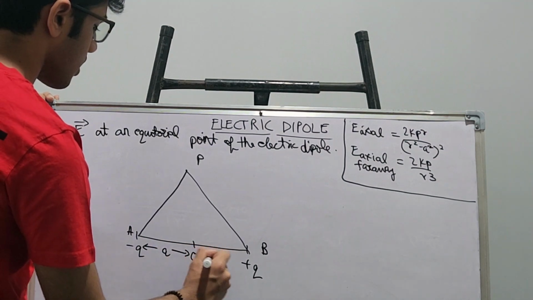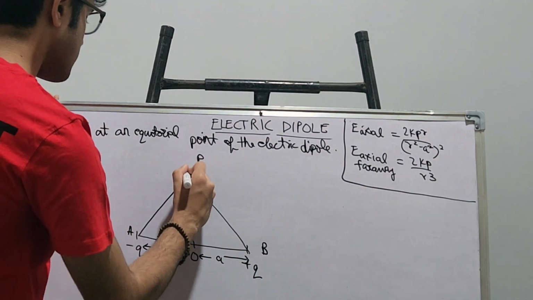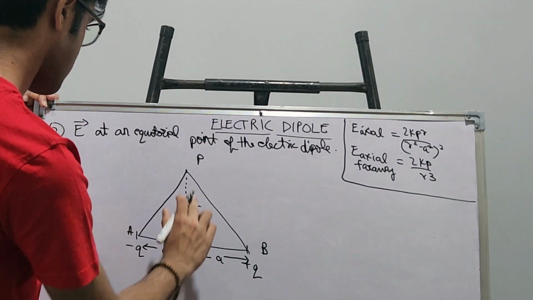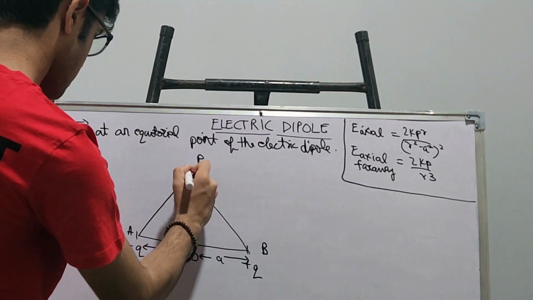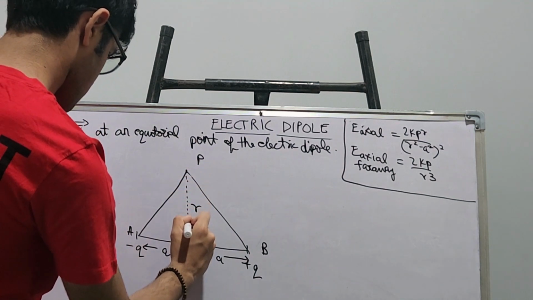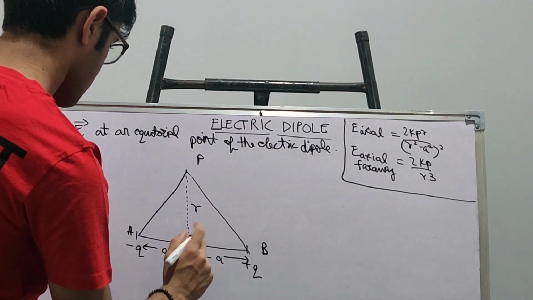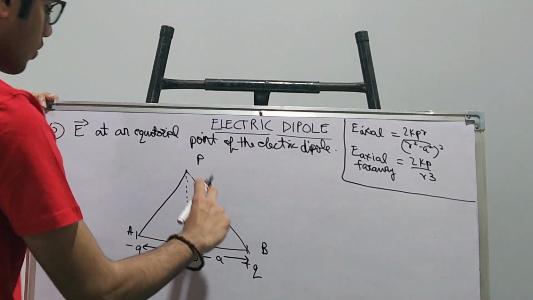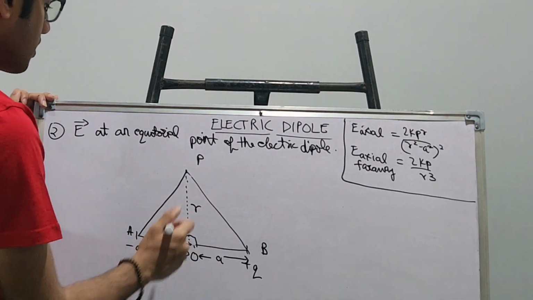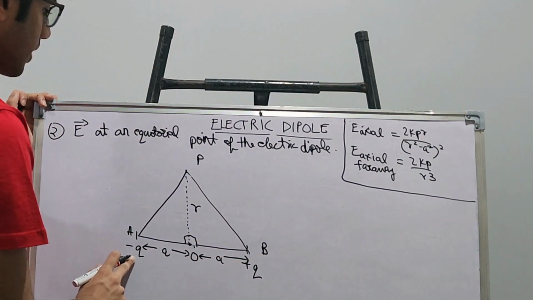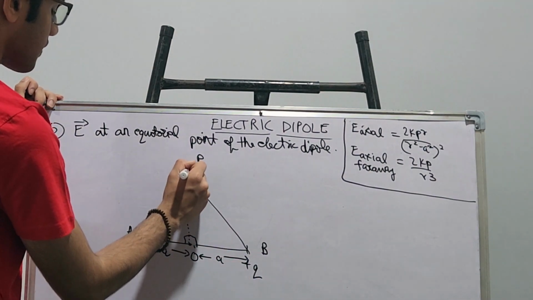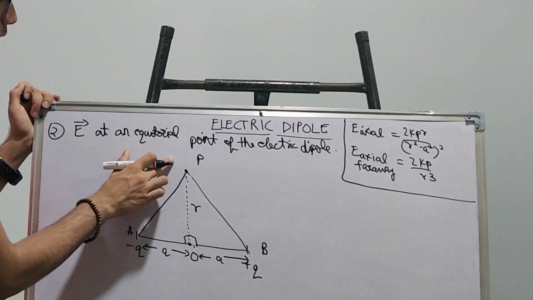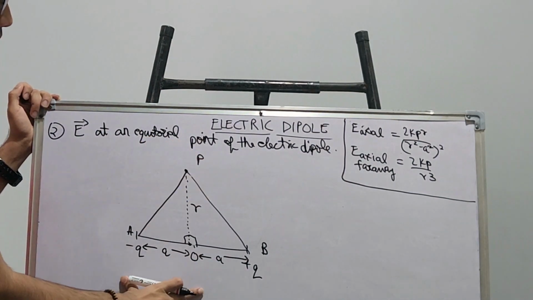This is A, and this distance is, let's say, R. So OP is perpendicular to AB. This is R. This is plus Q, this is minus Q. So we need to calculate the net electric field at point P due to this electric dipole, and this point P is the equatorial point of the dipole.